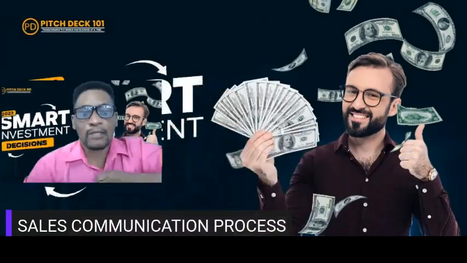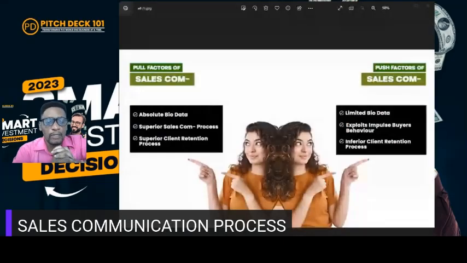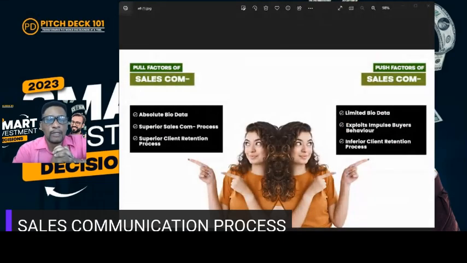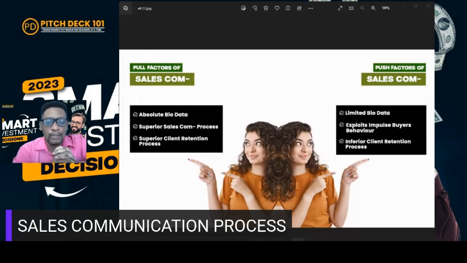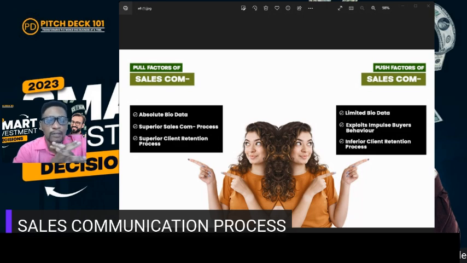Now, let's start today's conversation by really doing that deep dive. Now, there are major differences between the pull factors of sales communication and the push factors of sales communication. And it is absolutely necessary for you to understand the major differences.